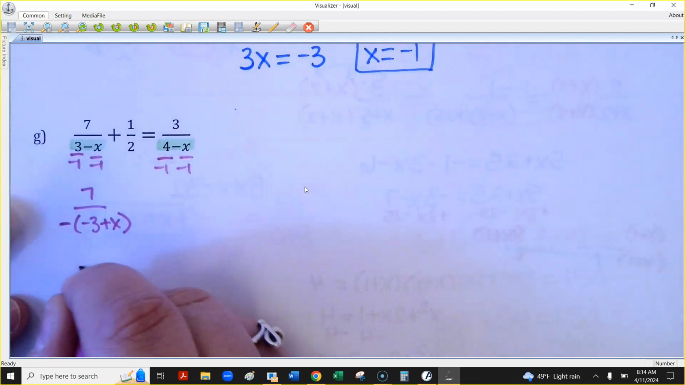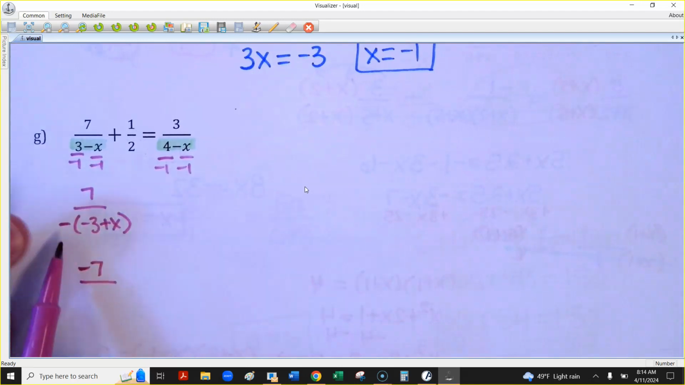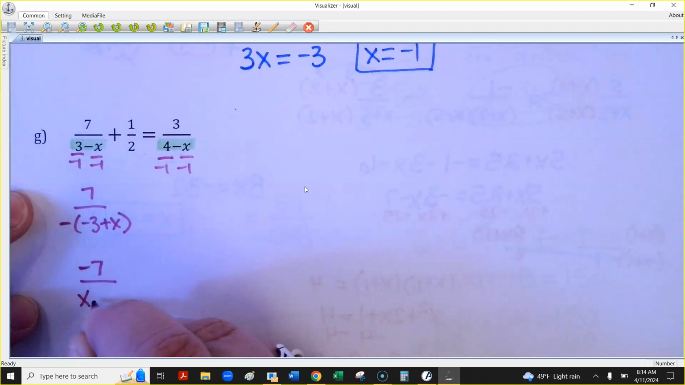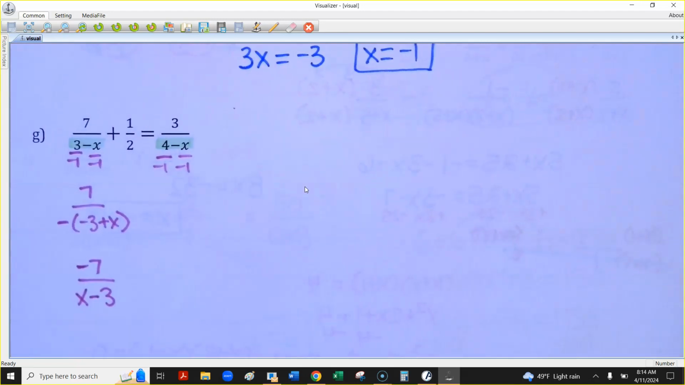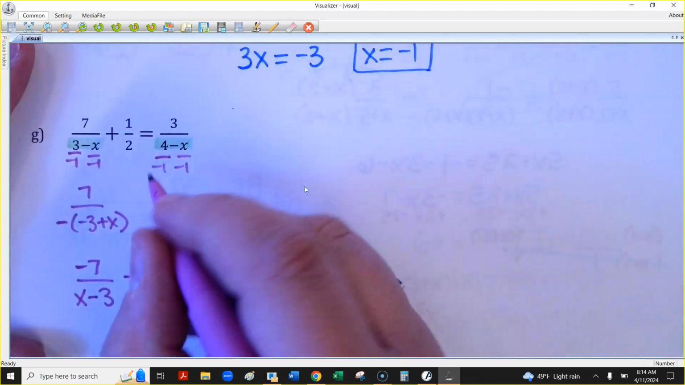So I'm going to make this -7. And I'm going to write the denominator in standard form. I'm taking care of the negative, I just put it in the top. This would be x minus 3 then. Alright, I'm going to leave the 1/2 in the middle. Now, I'm going to do the same thing here.